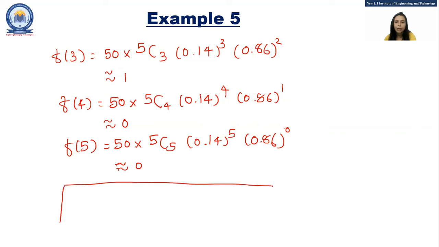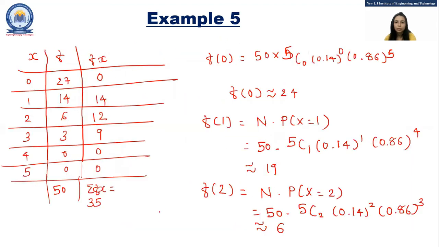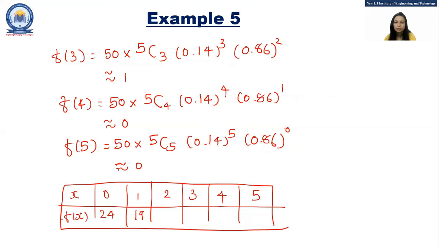So the binomial distribution is given by x and f of x. The value of x is 0, 1, 2, 3, 4, 5, and f of x is 24, 19, 6, 1, 0, 0. So this is the binomial distribution for the given data.